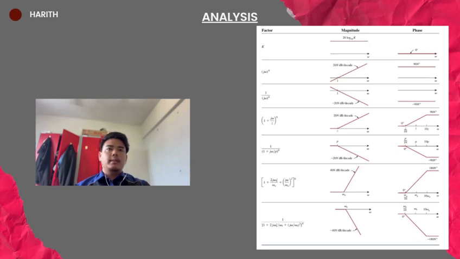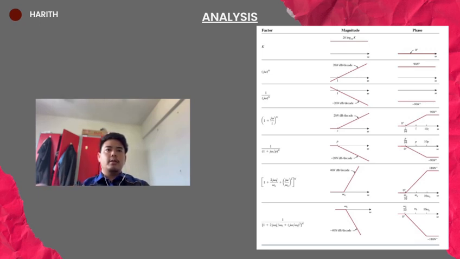The factor column lists the mathematical representation of each transfer function component, and the middle one is the magnitude column, which specifies how each factor influences the system's gain in decibels, which is dB, while lastly the phase column describes its effect on the phase angle in degrees.